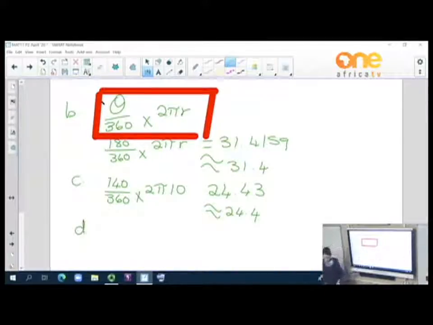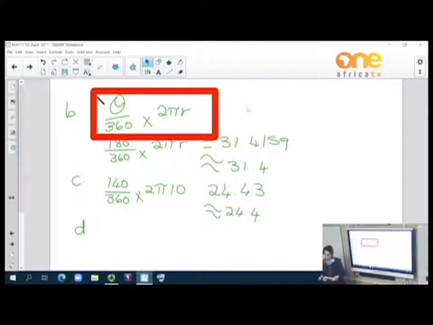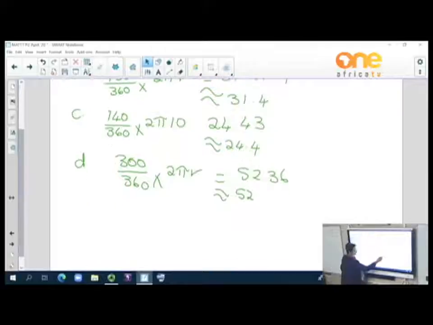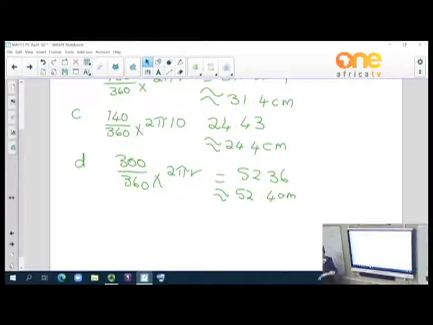Okay, number D. Look at number D. There we want the big arc, so we're using 300 degrees over 360 of 2 pi r. And what does that give us? 52.36, and this one will round off to, isn't it, 52.4? Three significant figures, 52.4. And obviously this is actually centimeters because it's arc length. It's centimeters all the time.